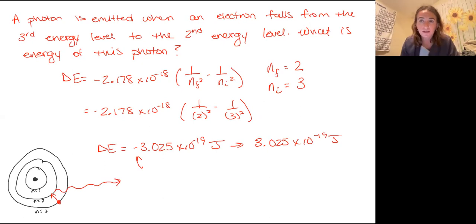Okay, so the photon's energy cannot be negative. It's the positive. So it's the change. This change here is that delta E. And since we go from a higher energy level to a lower energy level, it has to be negative, right? Because we're going from high to low, and then we're doing final minus initial. So the energy that the atom is losing is what's turned into the energy of the photon. And so that energy of the photon is positive.